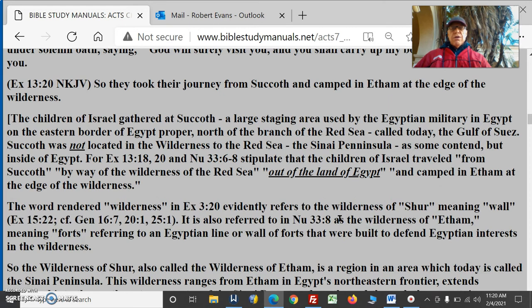So the children of Israel gathered at Succoth, a large staging area used by the Egyptian military in Egypt, on the eastern border of Egypt proper, north of the branch of the Red Sea. That today is called the Gulf of Suez. We looked at that left-handed branch.